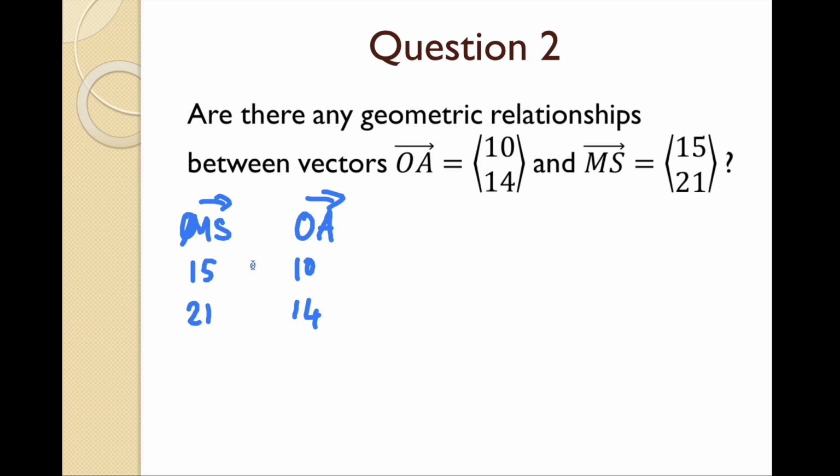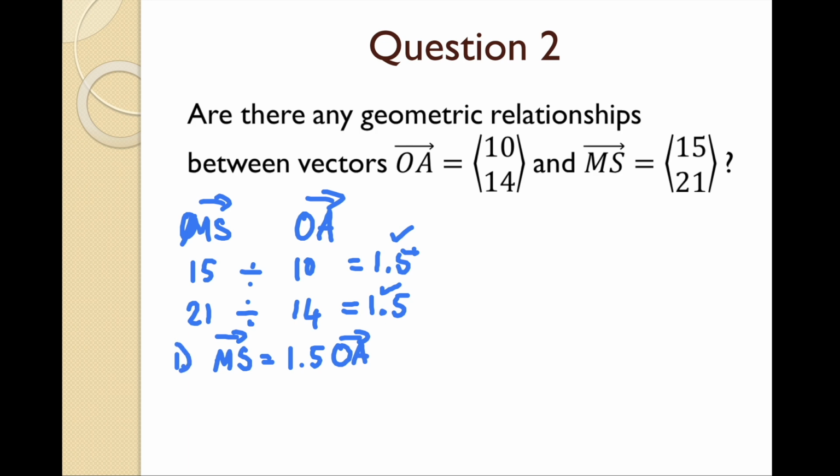So 15 divided by 10 is 1.5. And 21 divided by 14 is also 1.5. So these two numbers here are the same. They don't have different signs. They are the same number, 1.5, 1.5. So therefore, I know that MS is equal to 1.5 times the size of OA. That's my first geometric relationship. That's fine. Once both of these here match up, we in business. Yeah? So then the next one, I just determined that they are scalar multiples, right?